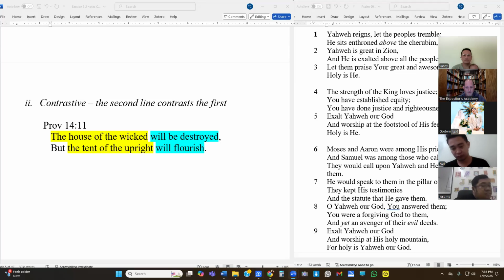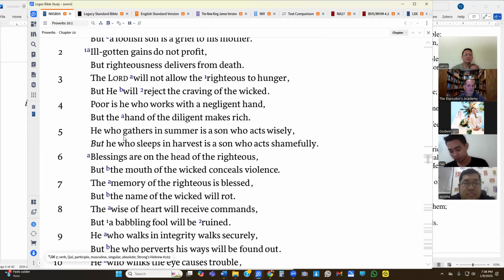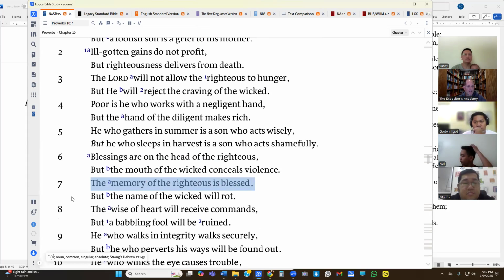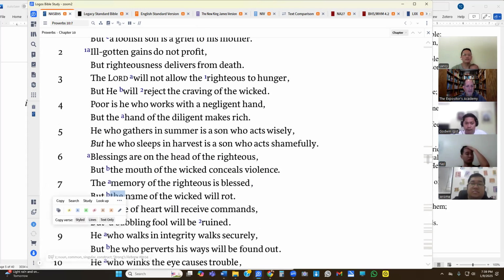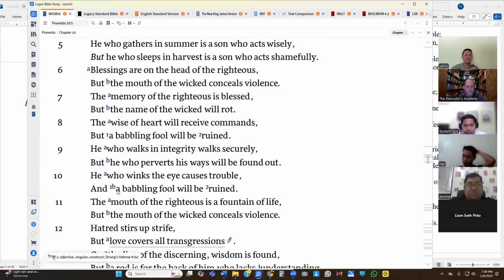Now, for example, let me pull up Proverbs 10, for example. Blessings are on the head of the righteous, but the mouth of the wicked conceals violence. The memory of the righteous is blessed. The name of the wicked will rot. Notice the opposite. Memory, name, righteous, wicked, blessed, rot. Okay? The mouth of the righteous is a fountain of life, but the mouth of the wicked conceals violence.